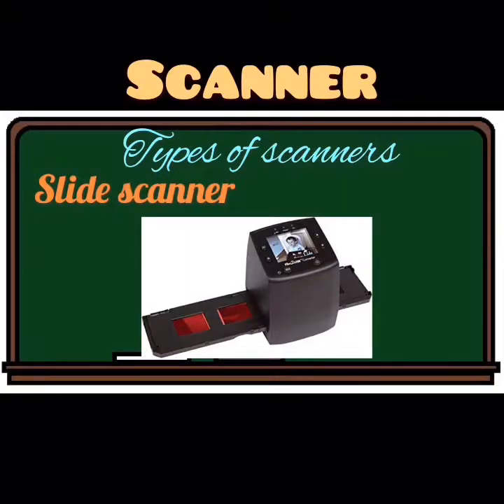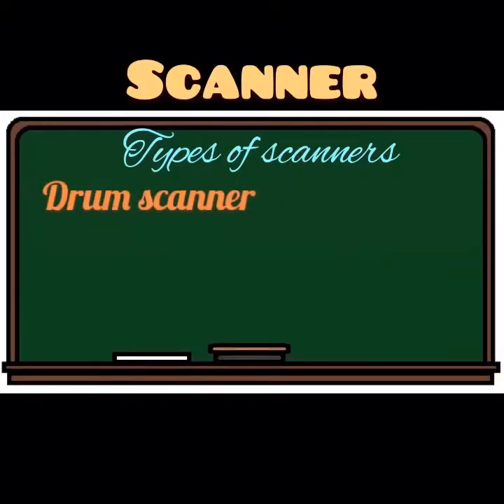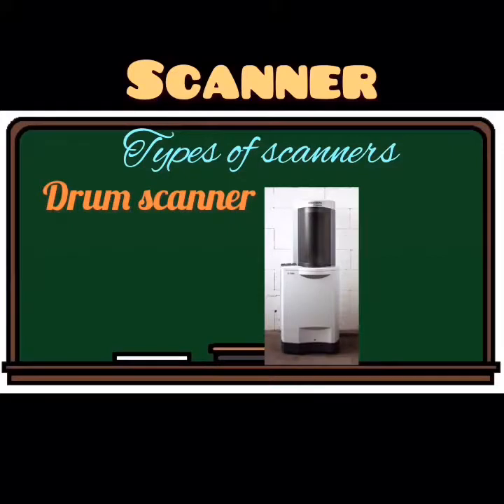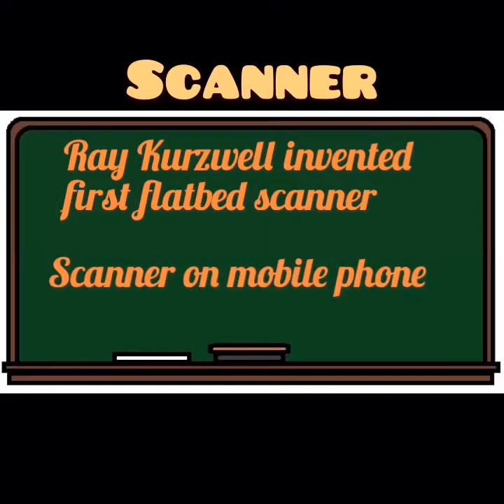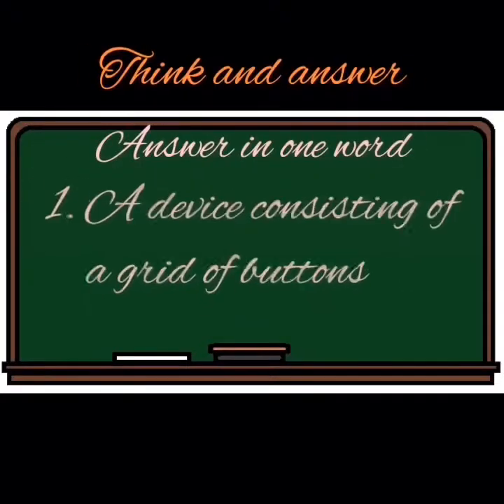Next is slide scanner. In a slide scanner, you can see some slides. We can keep the pictures there so that they will get scanned. That is slide scanner. The next one is drum scanner. This is a picture of a drum scanner. So these are the 5 types of scanners. In the gain knowledge part, we have 2 points. Ray Kurzweil invented the first flatbed scanner. Nowadays, a scanner app is available on mobile phones as well. We can download the app and scan documents on the mobile phone.